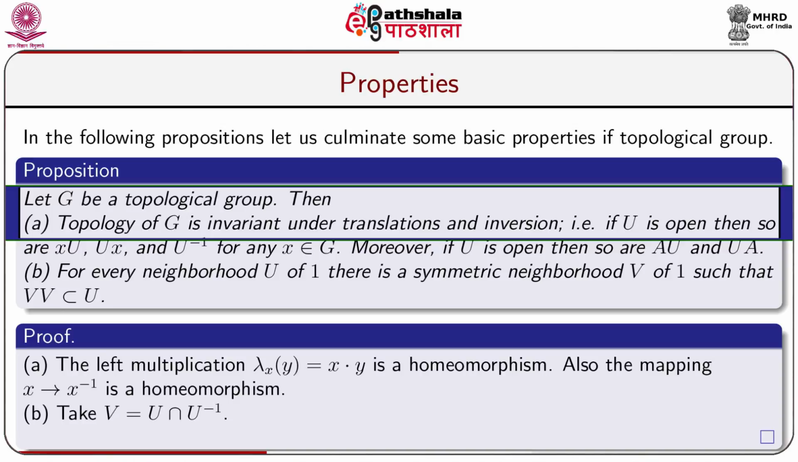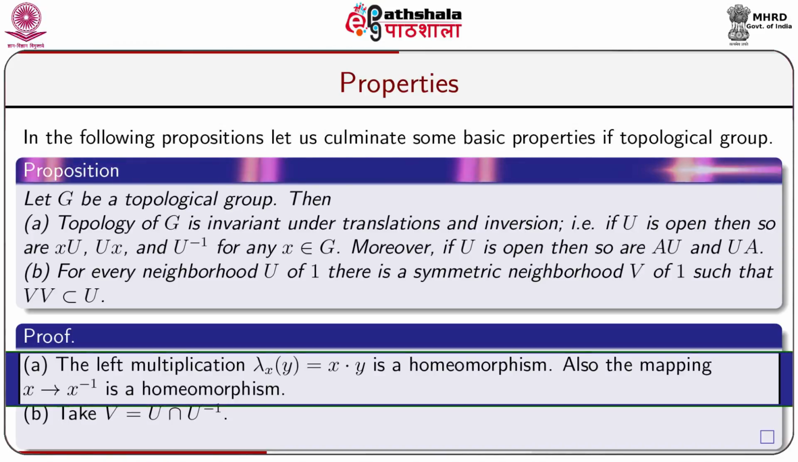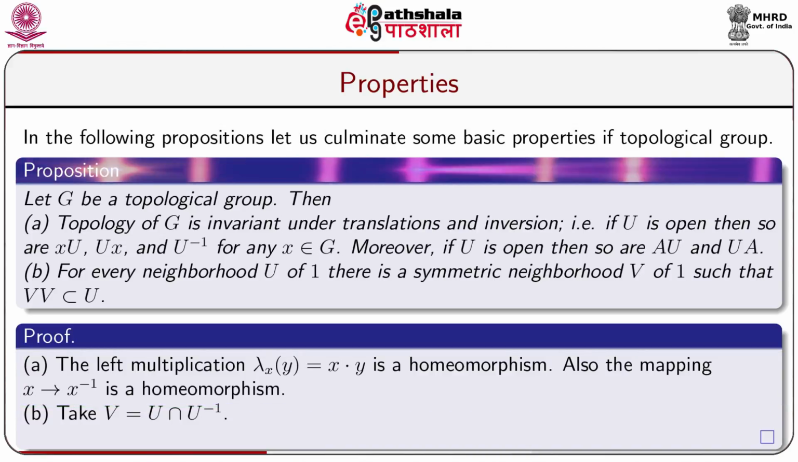Let G be a topological group. Then the topology of G is invariant under translations and inversions. That is, if U is an open set, then so are xU and Ux and U inverse for any x belonging to G. Moreover, if U is open, then so are AU and UA for any subset A of G. To prove this, let us consider the left multiplication defined by lambda x of y is equal to x dot y for all y belonging to G.